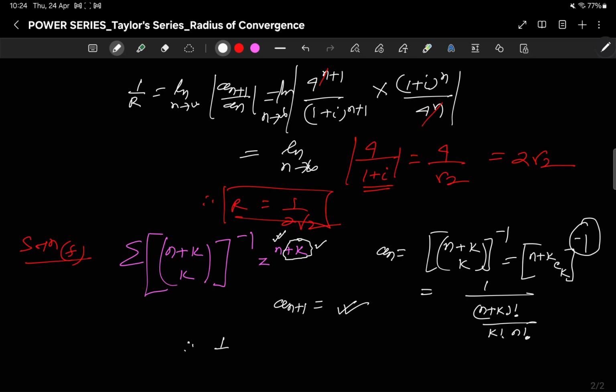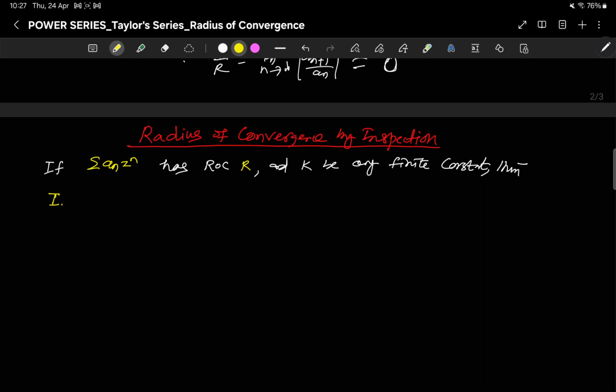So therefore 1 by r is equal to limit n tends to infinity |a_{n+1}| by |a_n|. If you simplify it, this radius of convergence is 0. So now let me write some standard formulas for radius of convergence. By inspection we can directly tell what will be the answer. Now if the power series sum a_n z to the power n has radius of convergence r, then the power series sum a_n n to the power k z to the power n, and sum n to the power k a_n z to the power n, have the same radius of convergence r, okay.